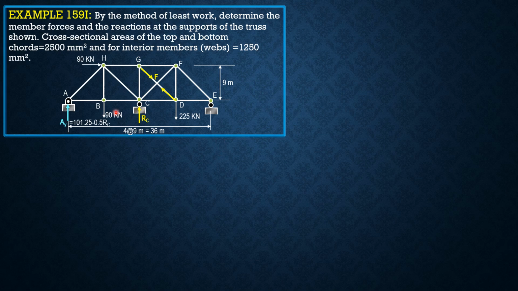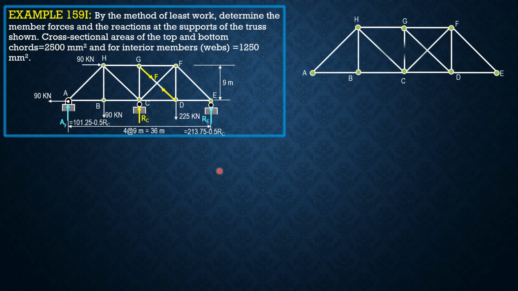Similarly, you sum up moments about A, you will get, of course, summation of forces in X is 90 kilonewtons. Then R sub E is equal to 213.75 minus 0.5 R sub C. So I will leave this to you to check if these values are correct, and the rest will be statics, so I will also leave that to you. So let's put the forces here.